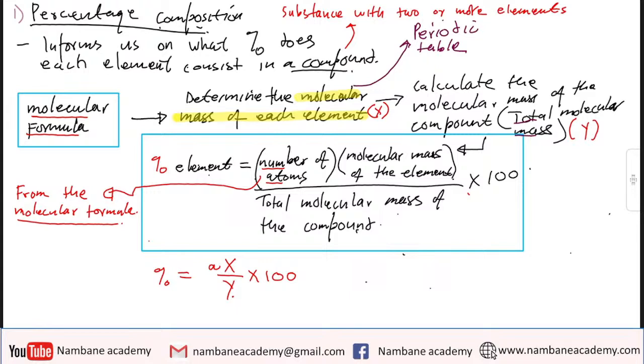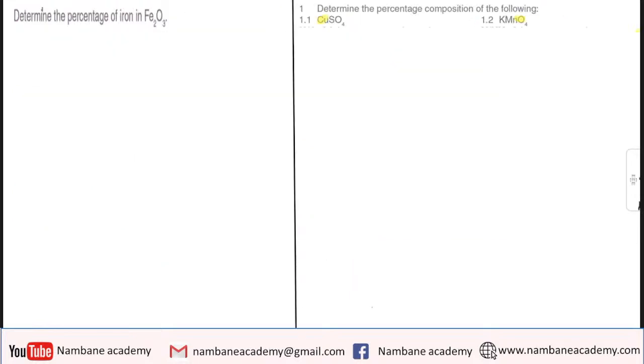Thank you very much. Now, ladies and gentlemen, let's see if we can apply now this to some form of a calculation. It says here, determine the percentage of iron in iron oxide. What is this? This is the molecular formula given now for us. So the very first step says the molecular formula must be given. The second step says identify the molecular mass of each element.